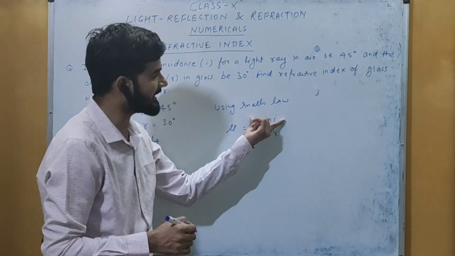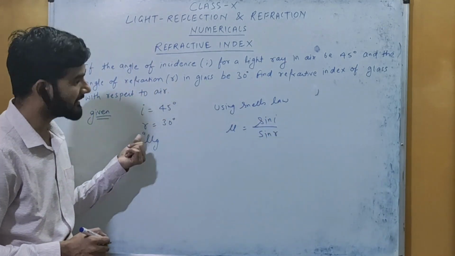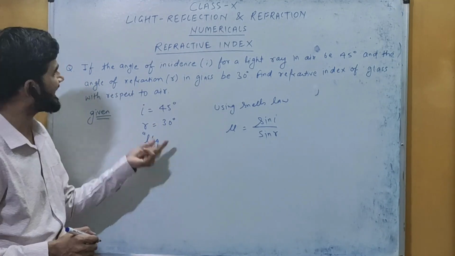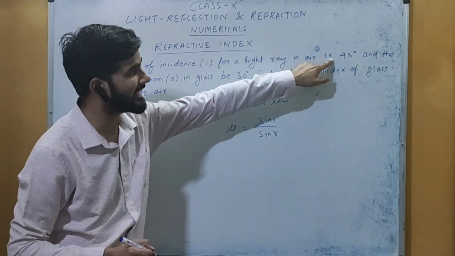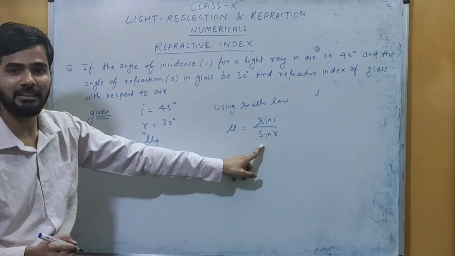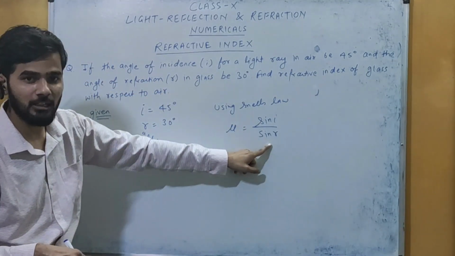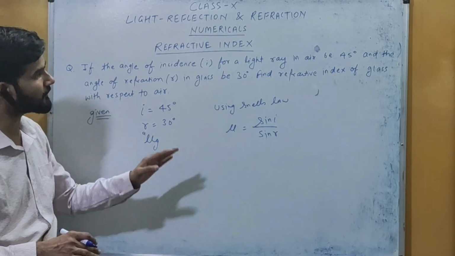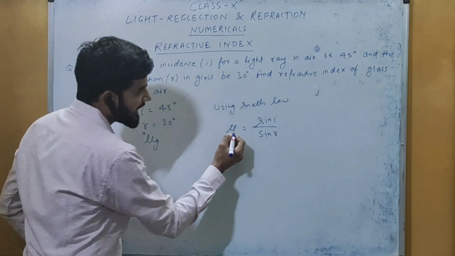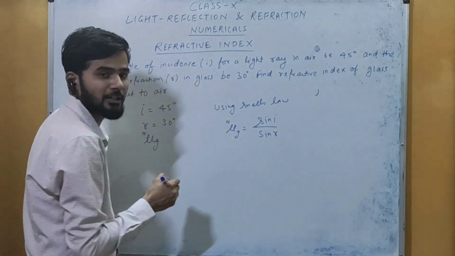Now here I is the angle in the first medium, that is where it moves from air, and R is when it is moving in the glass. So the angle of incidence for light ray in air is 45 degree, and the angle of refraction in glass, that is in the second medium glass, is 30 degree. So we have to find the refractive index of glass with respect to air.